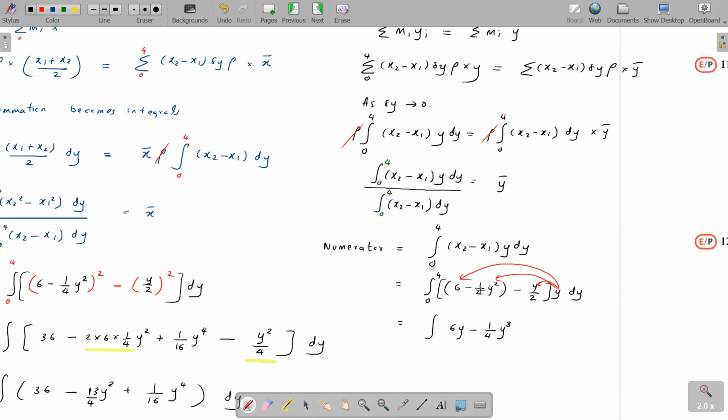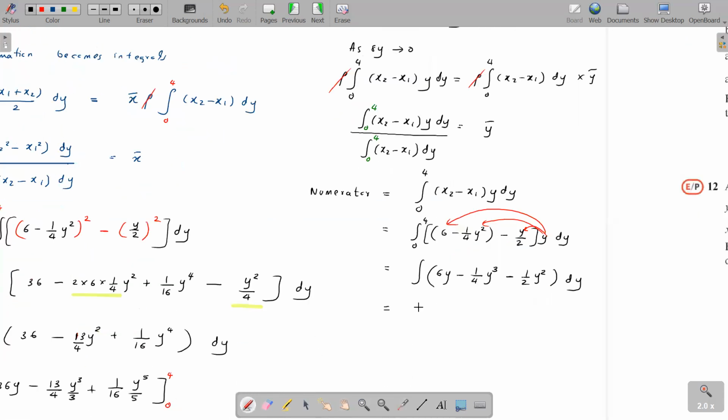All right, guys, that's okay. 1 over 4 y square into y is y cube, minus y over 2 into y, that's half y square. All right, guys, I expanded the bracket correctly with y: 6y minus 1 over 4 y cube minus y square over 2. Okay, so we are done with that. Time to integrate now. So apply the limit: 6y square over 2 minus 1 over 4 y to the power 4 divided by 4, minus half y cube divided by 3. Limits are from 0 to 4.